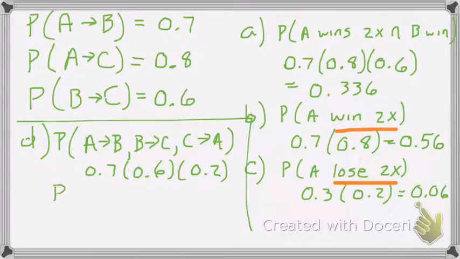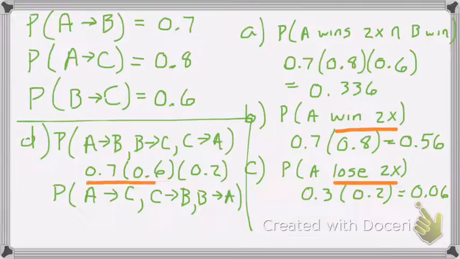The other possibility I have to consider is the probability that A could beat C, but that C could turn around and beat B, and B could turn around and beat A. So this secondary probability, this is one possibility here. The second one would be A could beat C at 0.8, and then we have C pulling off the upset of B with 0.4, and then B beating A with a 3% chance.